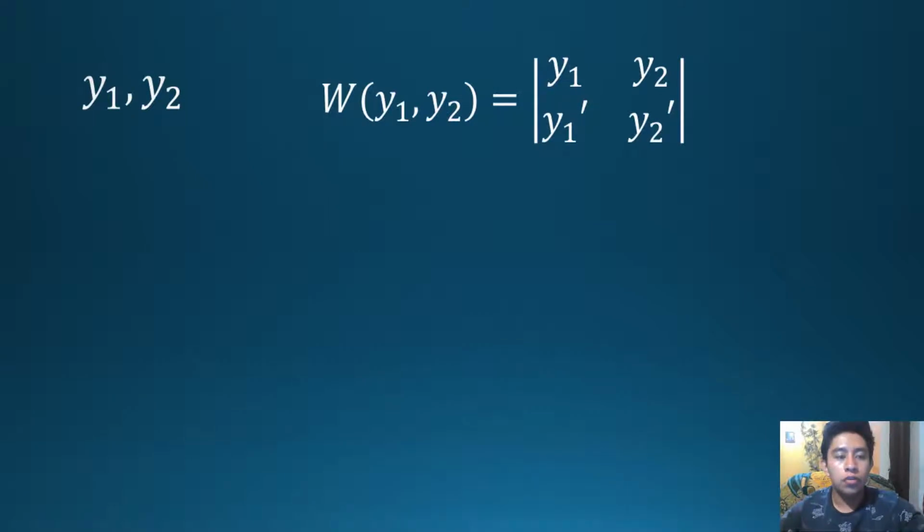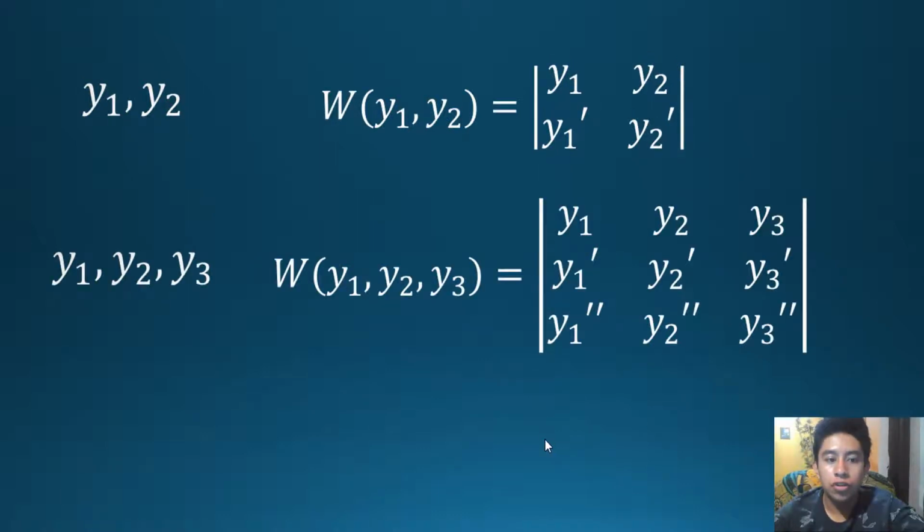When we have two functions y1 and y2, the Wronskian is written as follows: w of y1 and y2, and the determinant is defined as follows. In the first row, the functions are placed, and in the second, its derivatives.